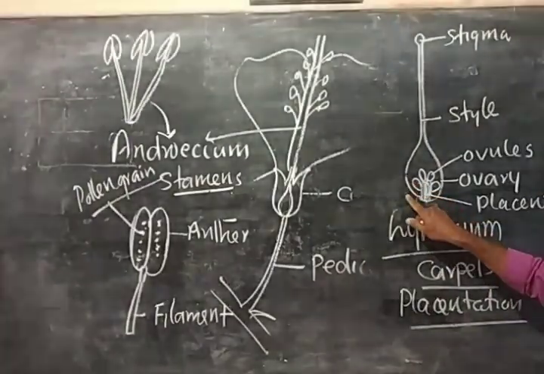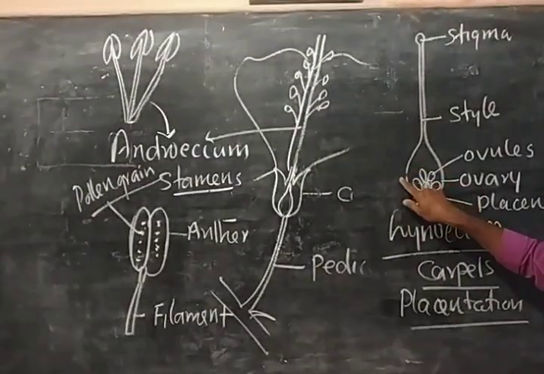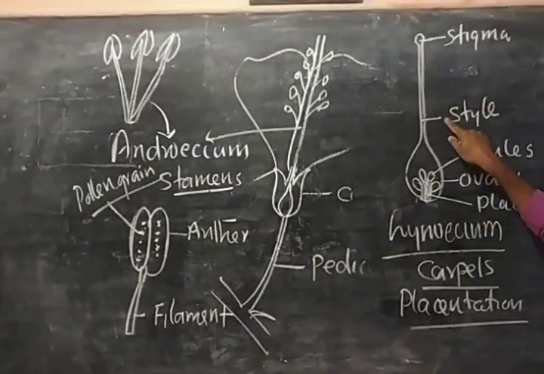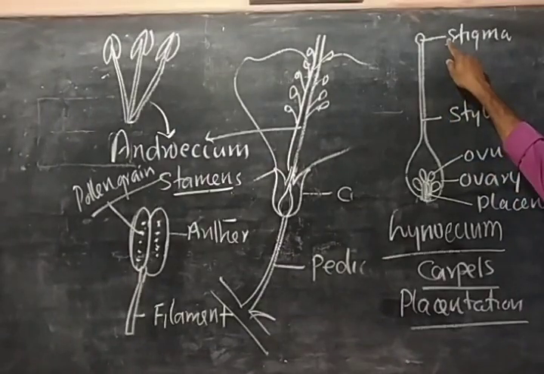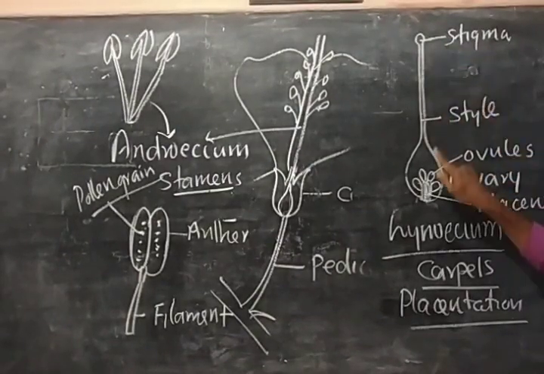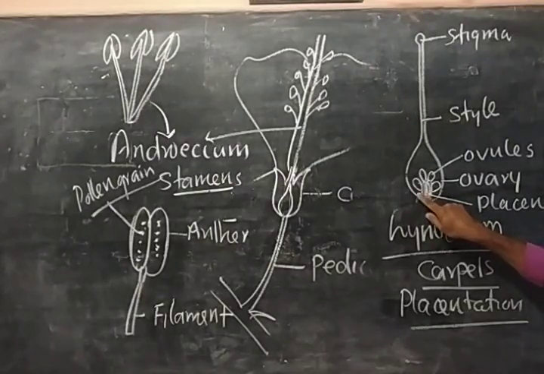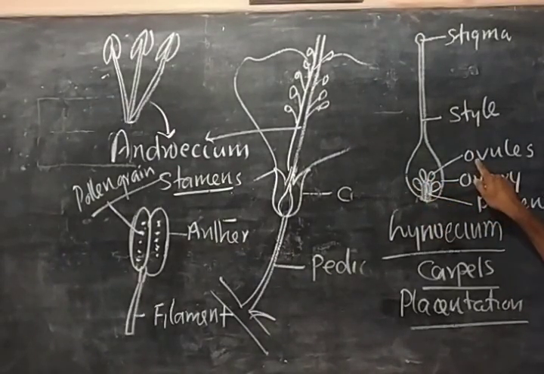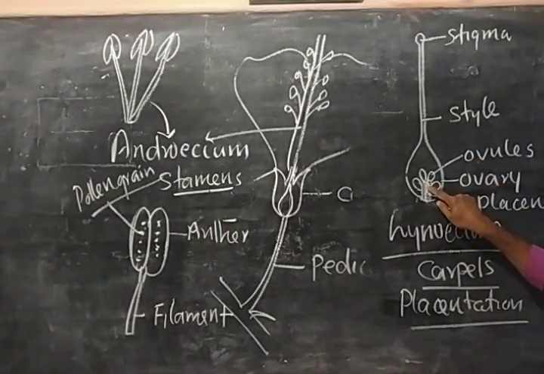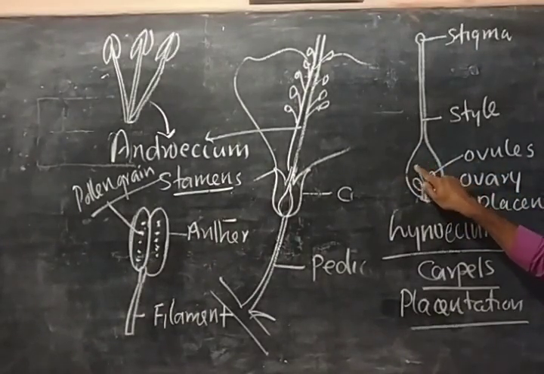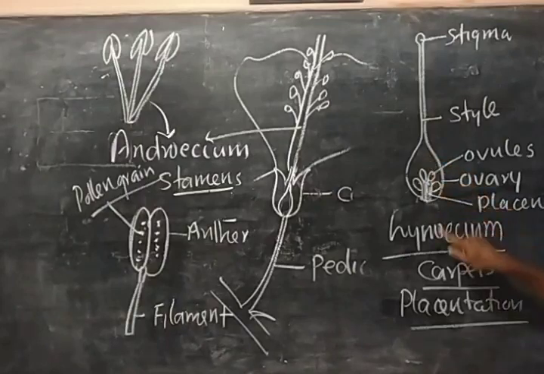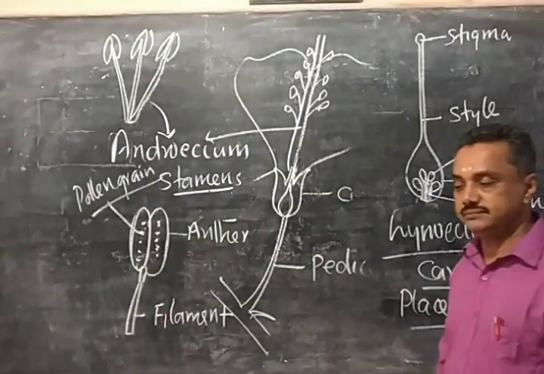So the female part of the flower is called gynoecium: the basal round part is called ovary, the neck-like part is called style, and the tip is called stigma. Inside the ovary there is a tissue called placenta, on which ovules are arranged. This is called placenta, this is called ovule, and the arrangement of ovules on the placenta is called placentation.